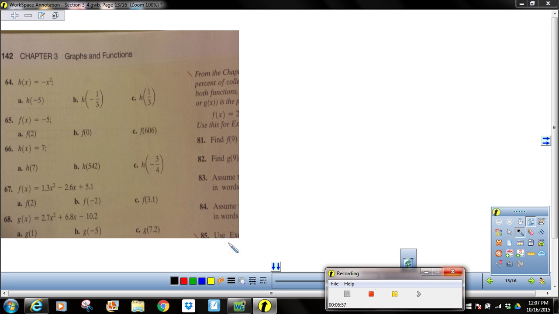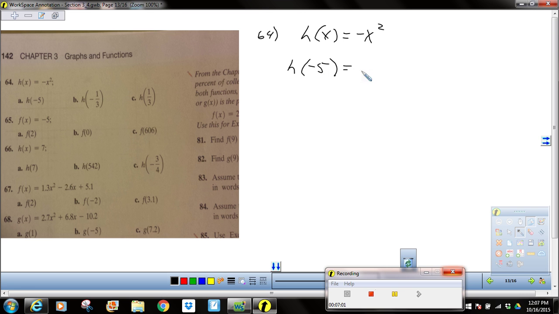My next function I'm going to do is number 64. It says h of x is equal to negative x squared. The first one it wants me to try is negative 5. Make sure that you put the negative 5 in parentheses so you know that it's being squared, and don't confuse it with this minus in the front. Negative 5 squared is positive 25, so I have minus positive 25, which is negative 25. So input of negative 5 gives us negative 25.